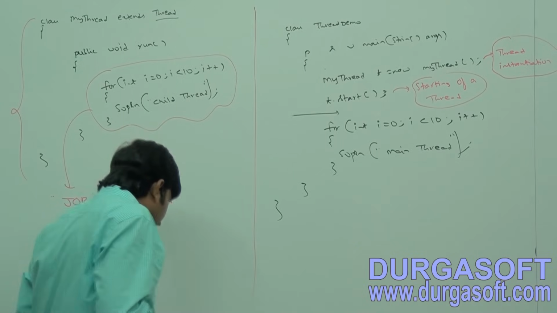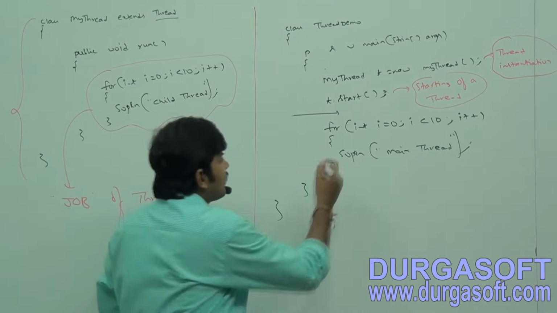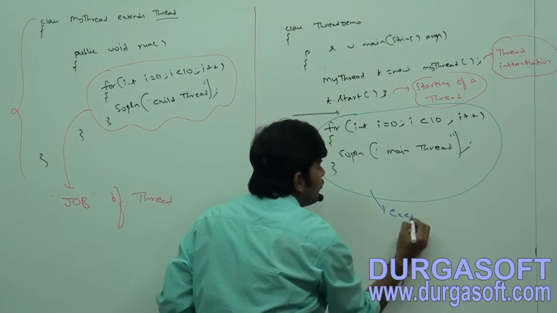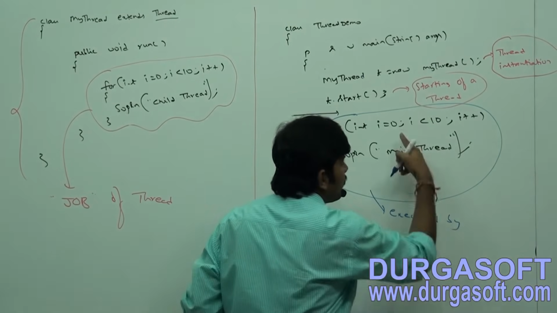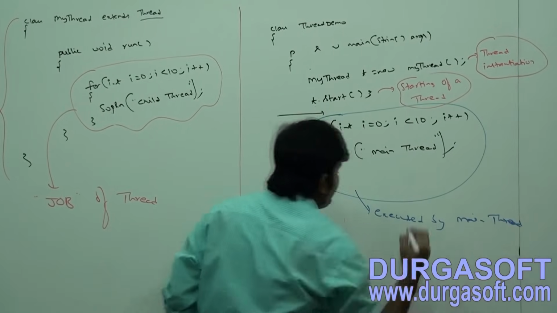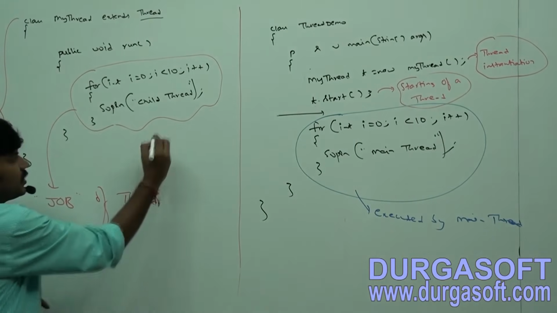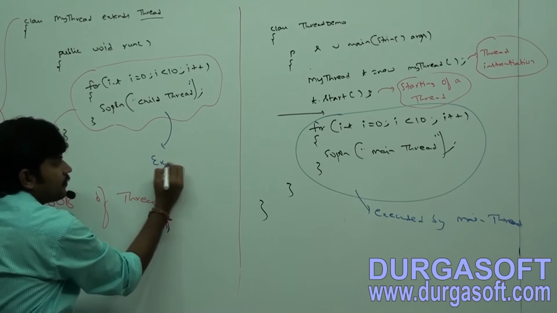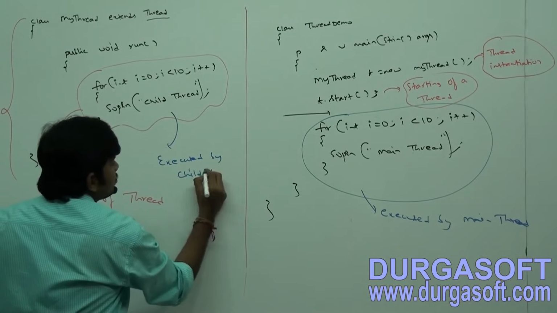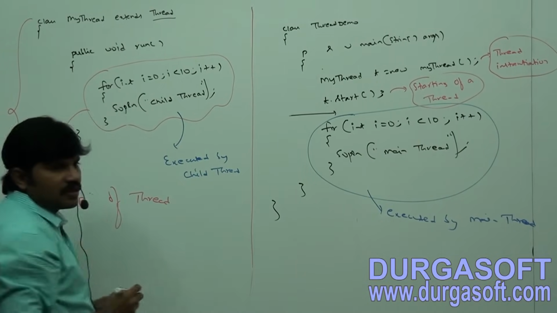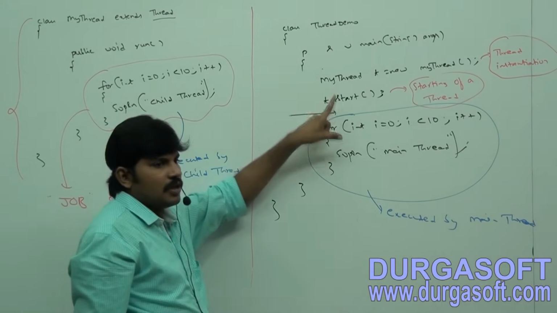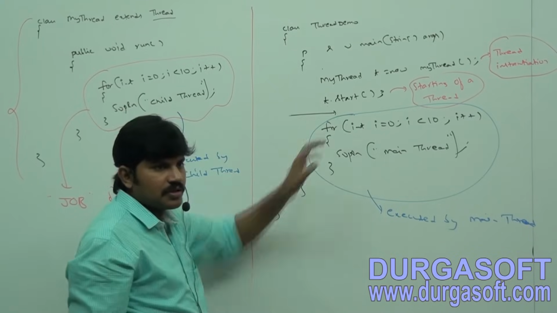Can you tell me, this for loop is executed by which thread? Main thread. And this for loop is executed by which thread? Executed by the child thread. Are you able to understand that? This is how to define a thread, how you can create a thread object, and how you can start it.